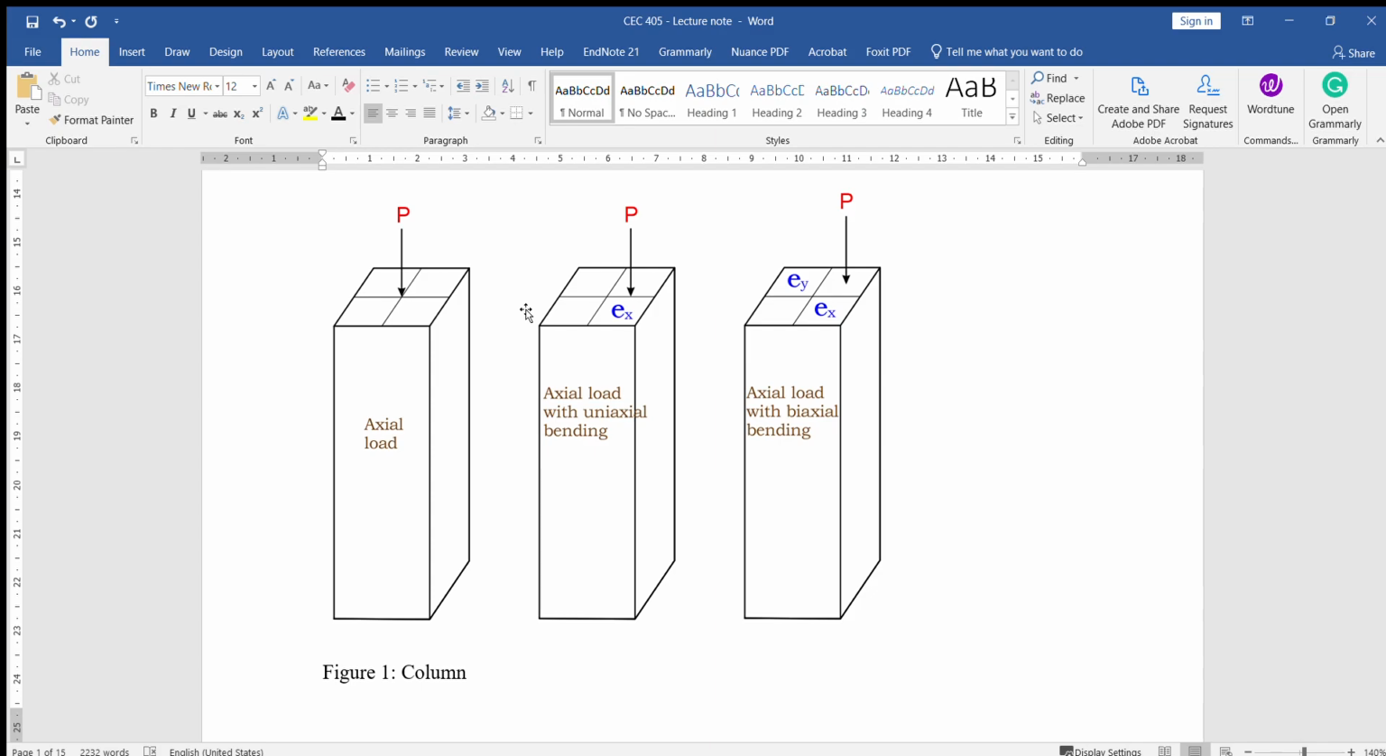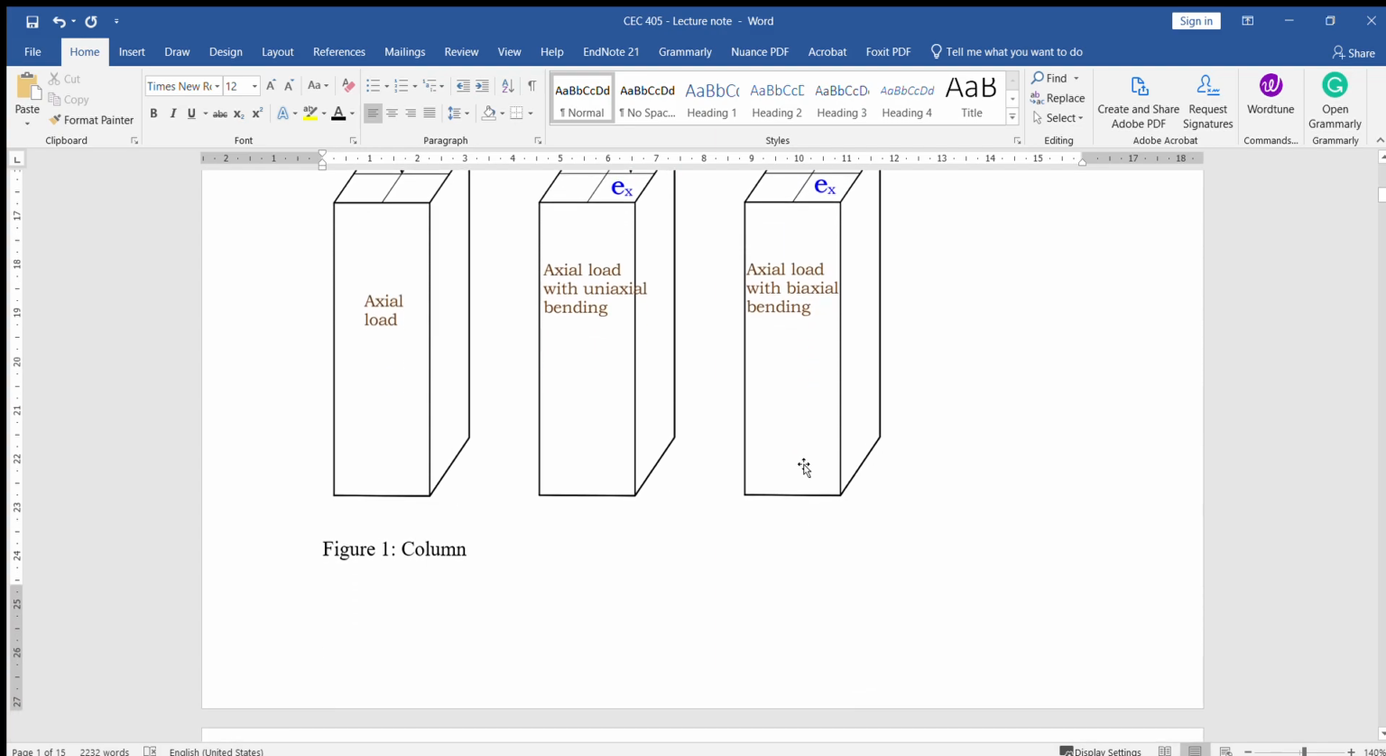Looking at this one, the loading here is acting on this line X here, and it's at the point 0 of the Y axis. So this one is acting uniaxially. That's why it's only having one eccentricity, which is ES. But in a situation whereby the loading on your column is acting at this point, at a certain distance on the Y axis and at a certain distance on the X axis, then we say it is biaxially loaded.